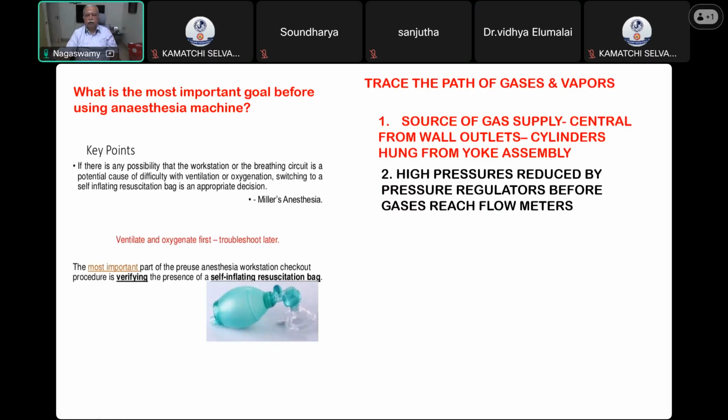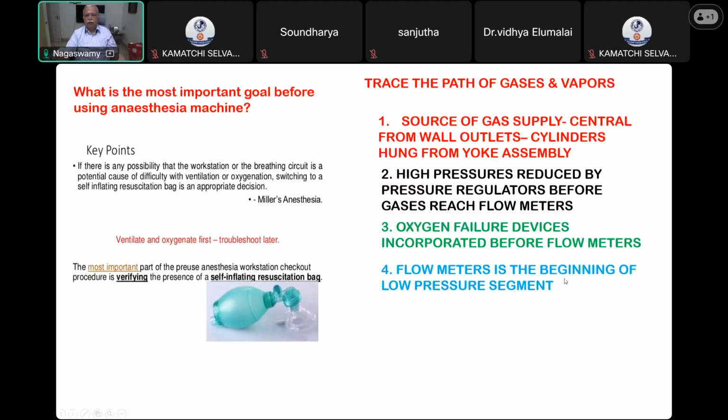So what is the third step or third stage? From the flow meter. Oxygen failure devices are incorporated before flow meters. Okay, that is a very important point that you have to remember. So after that, when it goes to the flow meter, it is the beginning of the low pressure segment.